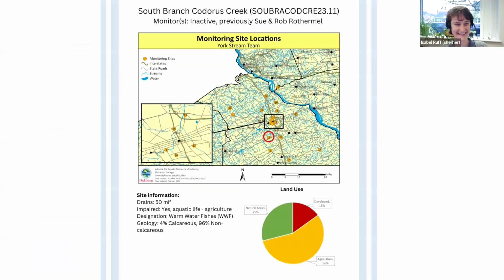Let's go into one more as well. So let's talk a little bit about the South Branch of the Codorus Creek. This is a larger watershed as compared to Willis. It's got about 50 square miles. It also has quite a different land use, much more agricultural, much more natural, a little bit less development. As you can see, it's not in downtown York, it's a little bit farther out. You can also see that it's mostly non-calcareous, so non-limestone stream.